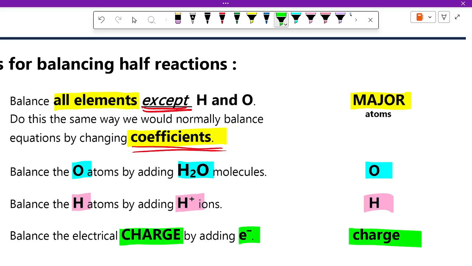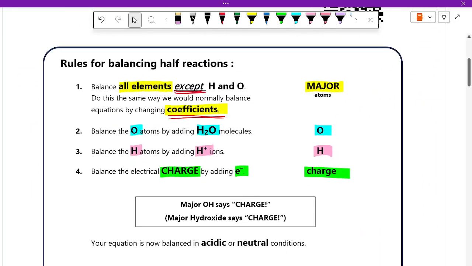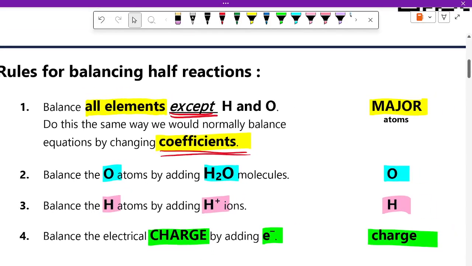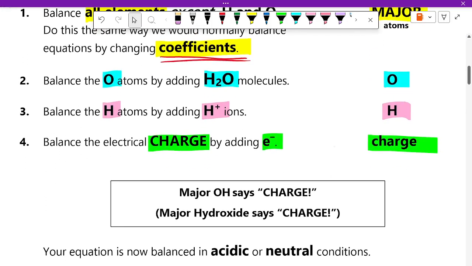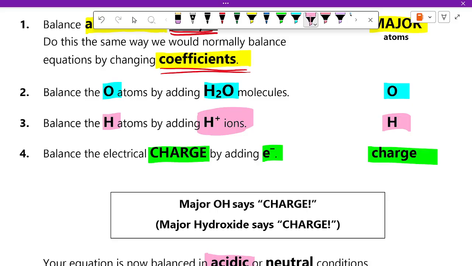The other class said that they would like these rules printed out so that they have it for reference. So I'm going to do that for you along with balancing full reactions, because these four steps are fairly straightforward, and they will get you a reaction that is balanced in acidic conditions, because you had that H plus in there, or if you didn't have to add any H plus, it would be in neutral conditions.